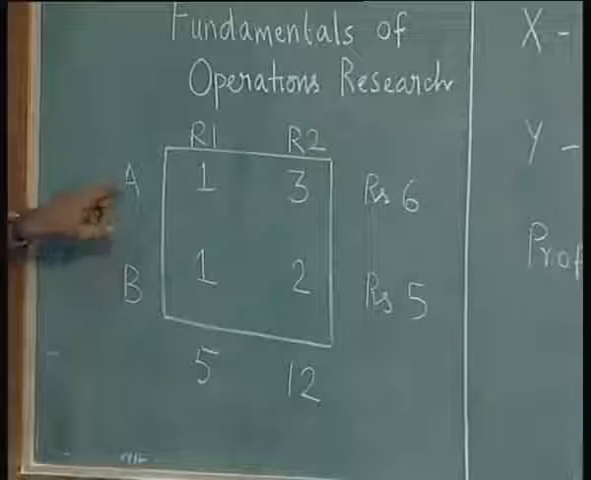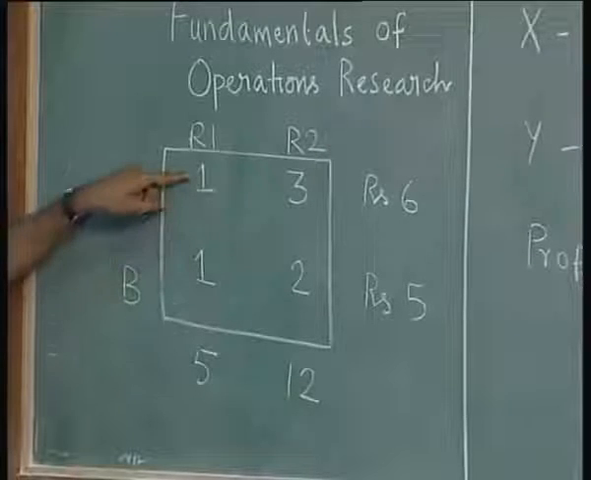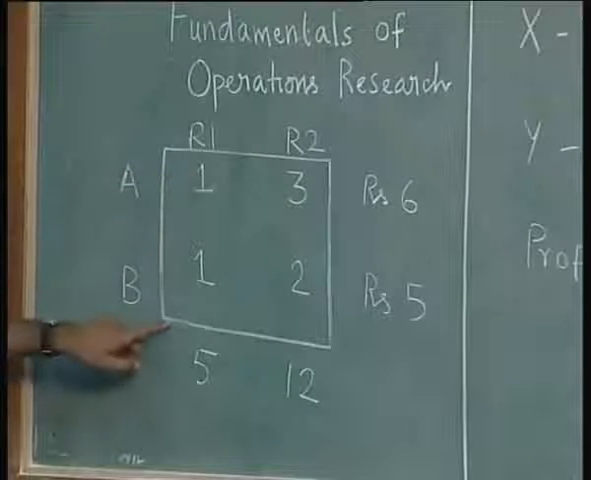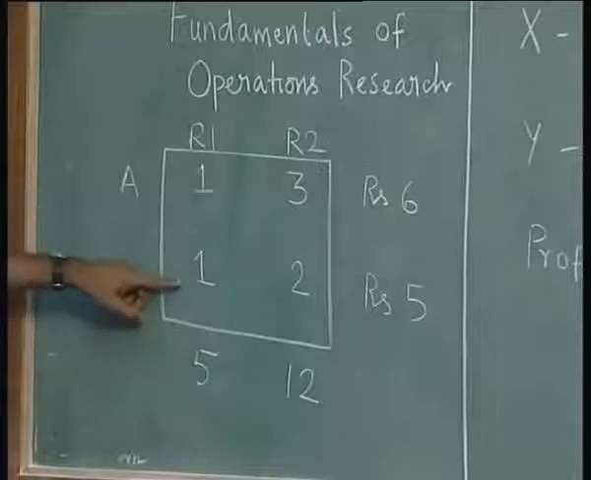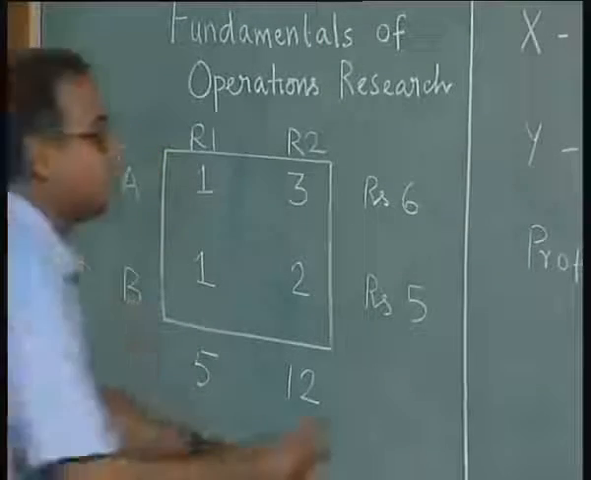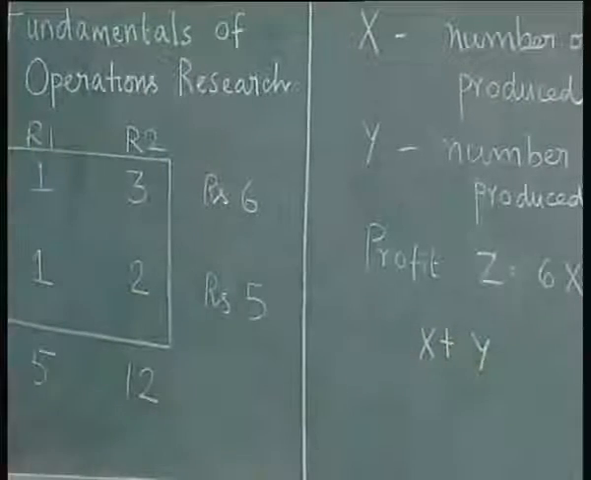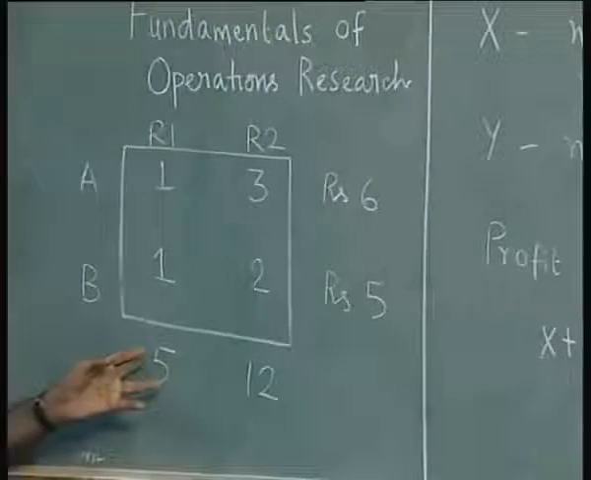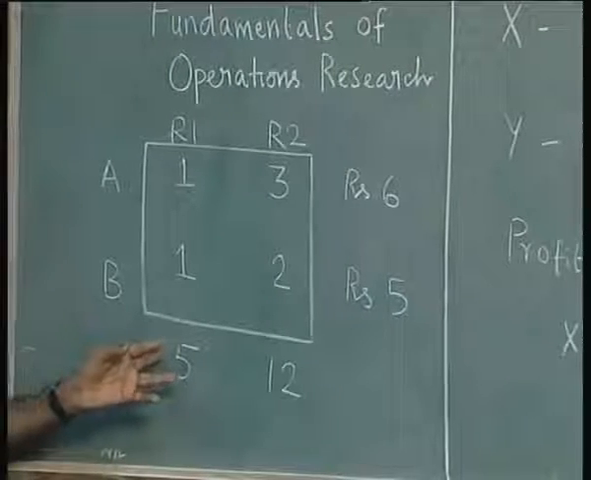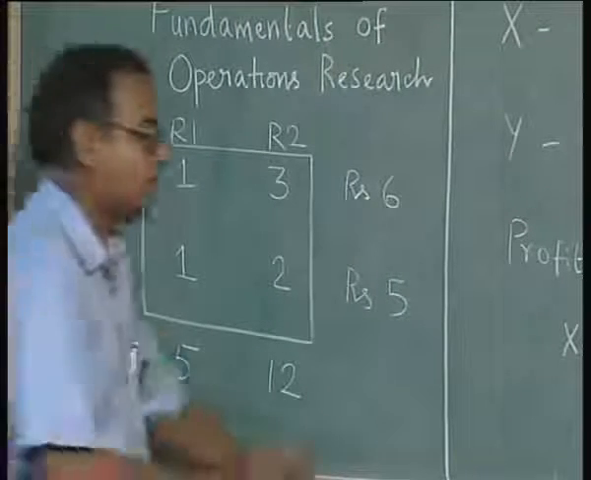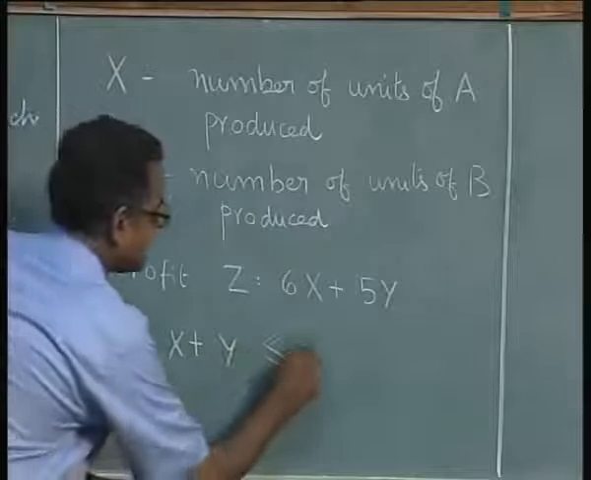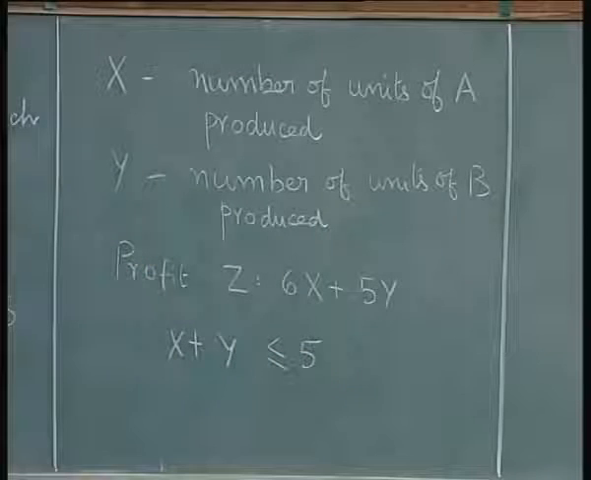Since each unit of A requires 1 of R1 and each unit of B requires 1 of R1, the total amount of resource R1 required is X plus Y, and what is available is 5. So this X plus Y should not exceed 5, or X plus Y is less than or equal to 5. It cannot be more than 5.